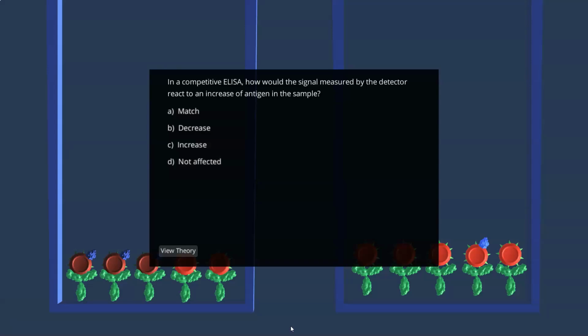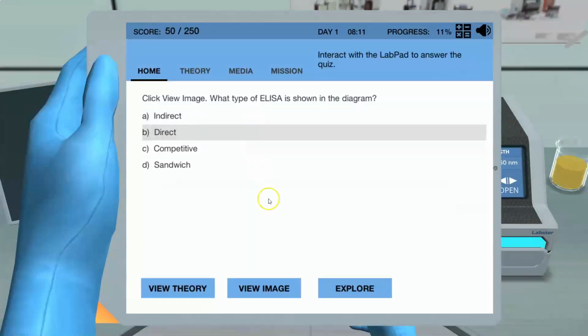In a competitive ELISA, how would the signal measured by the detector react to an increase of antigen in the sample? Click View Image. What type of ELISA is shown in the diagram?